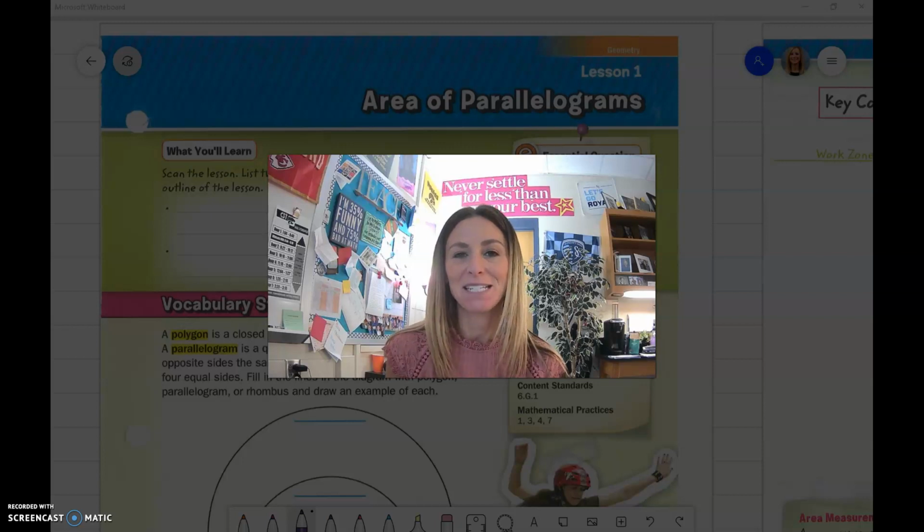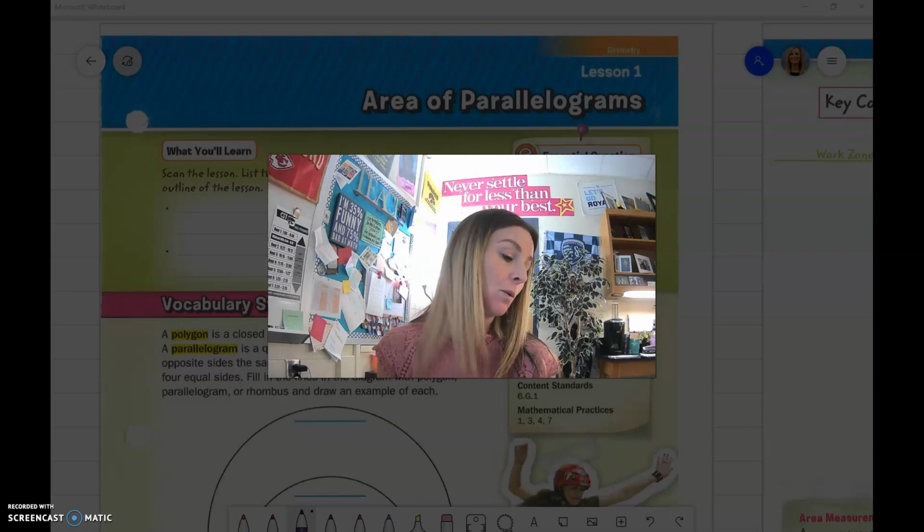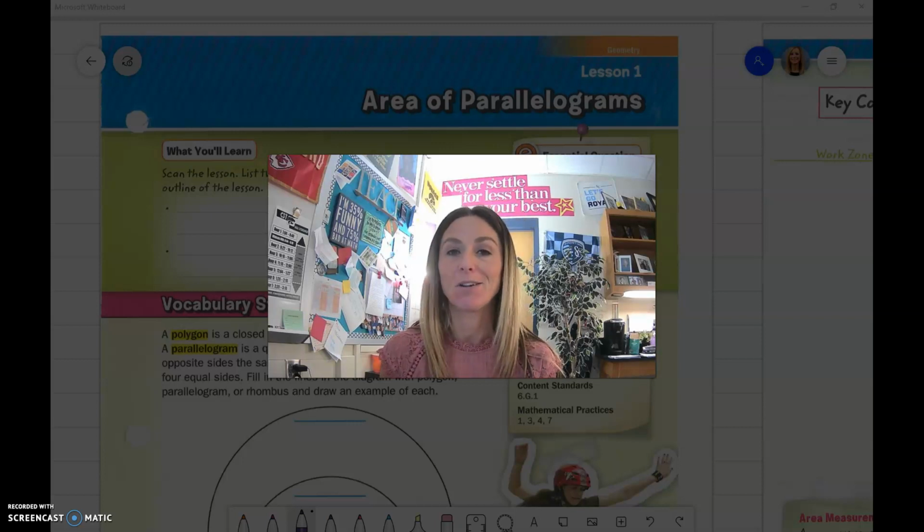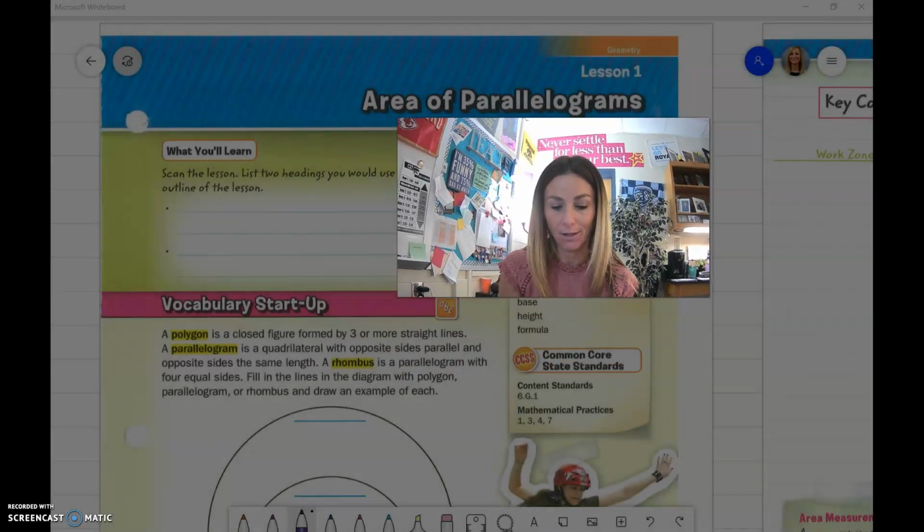Hello, 6th grade mathematicians. Here we are in chapter 9. We are going to be learning all about area. So go ahead and get your book open to page 661, and we are going to get started on working on area of a parallelogram.